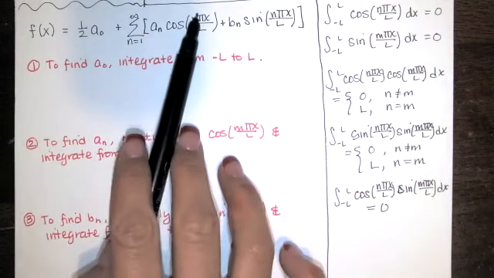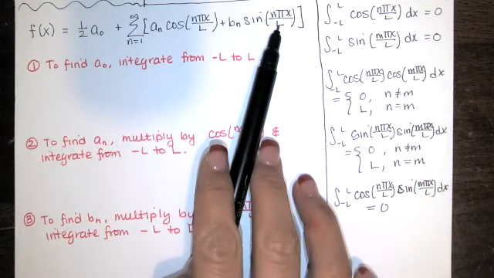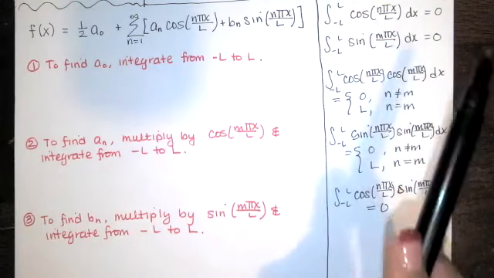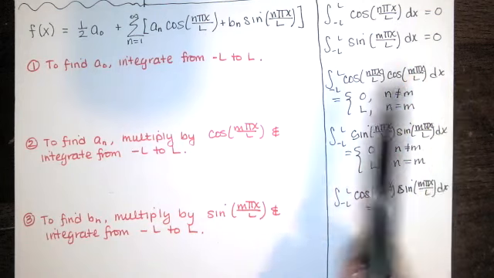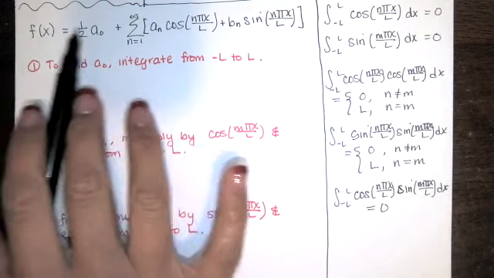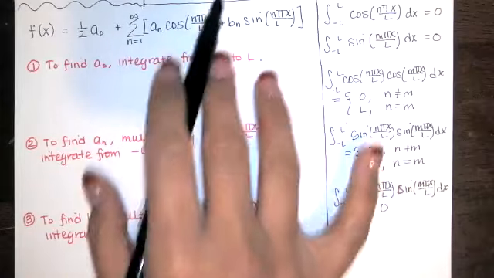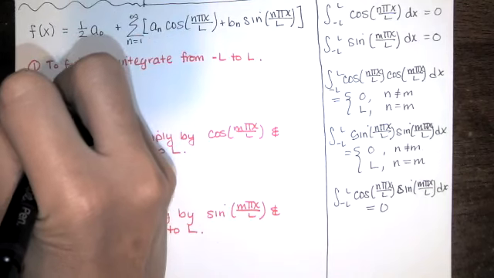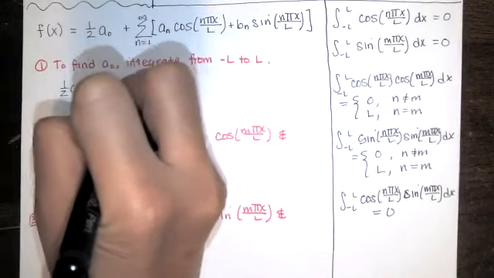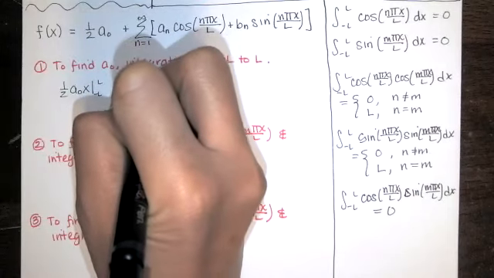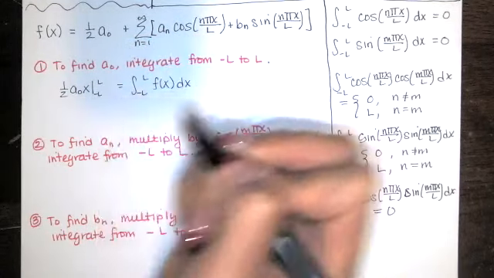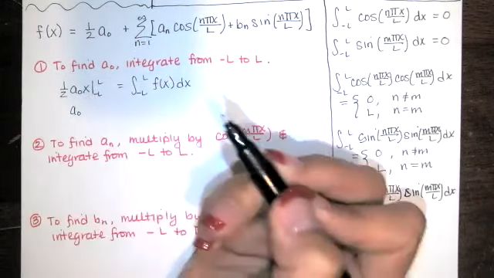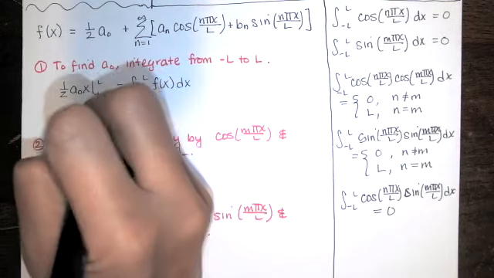But if we integrate this piece from negative L to L and this piece from negative L to L, because of these two identities, we get 0. And we talked about area and how that relates to these identities in the last video. So what happened was after we integrate everything from negative L to L, these guys are gone and these guys are gone. This ends up being 1/2 a naught times x evaluated from negative L to L. On the left-hand side, you get this. And so this ends up being 1/2 times a naught times 2L. 1/2 and 2 reduce, and we just end up with a naught L.